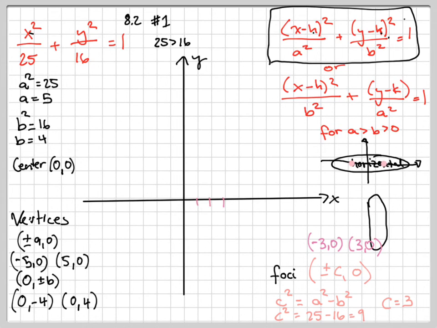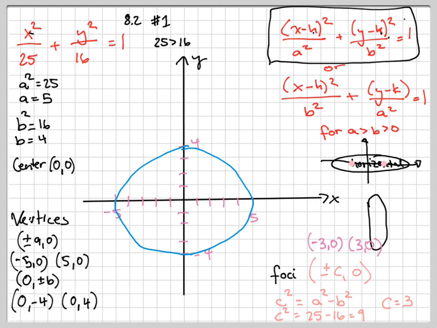1, 2, 3, 4, 5. 1, 2, 3, 4, negative 5. 1, 2, 3, 4. 1, 2, 3, negative 4. Now we can plot this beautiful ellipse, and that's almost like a circle. But here is your ellipse.